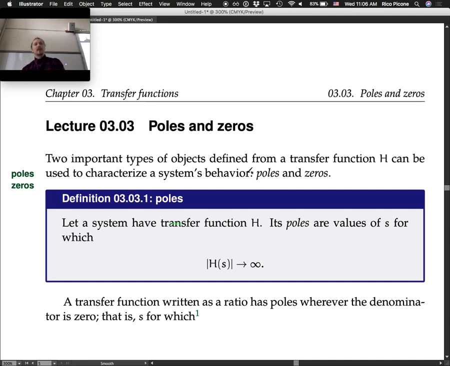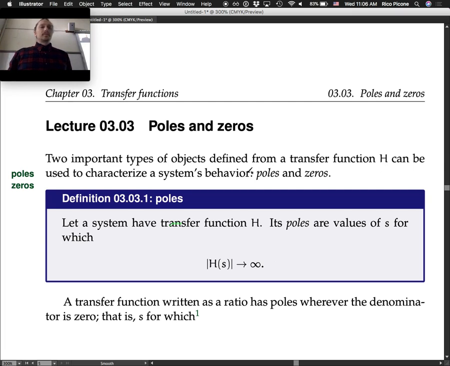And now we're going to talk a little bit about a couple of objects that are defined in terms of the transfer function, called poles and zeros. And then some system properties and relationships among representations that we've talked about so far. So that's on the docket for today.